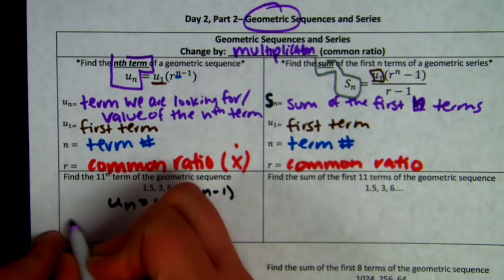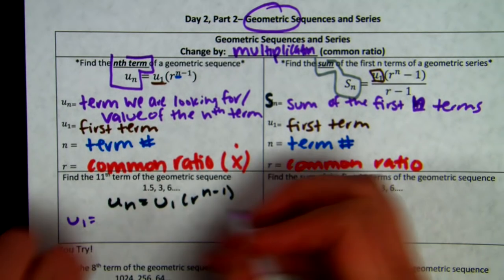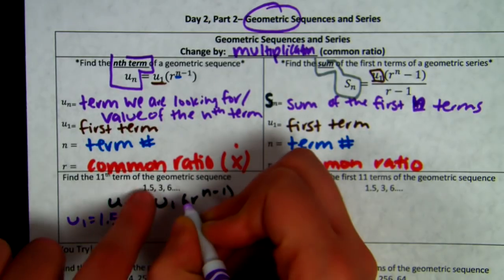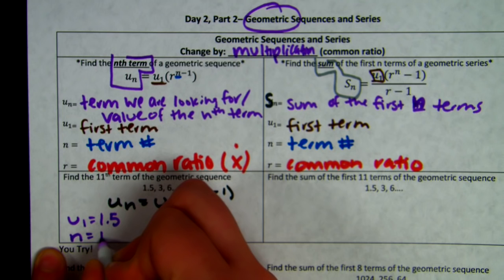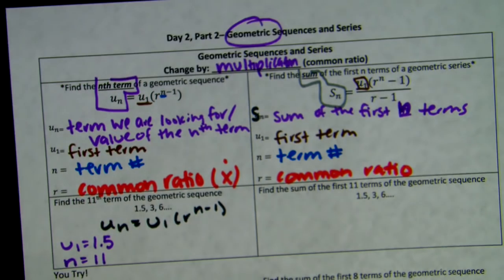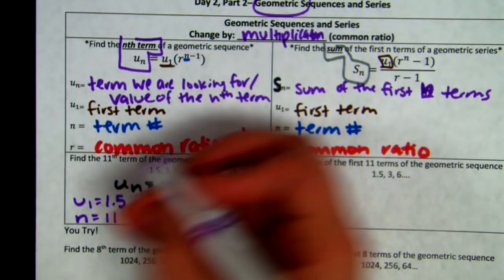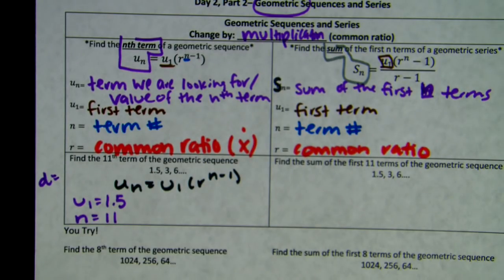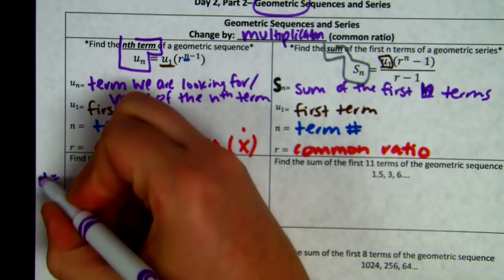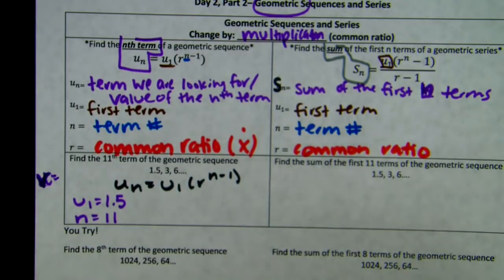I do know that u1 in this case is equal to 1.5 because that's my first term. I know that I am looking for the 11th term because it tells me that in the problem. So what I have left is my common difference. A reminder that with arithmetic sequences, to find our common difference, I would subtract my second term and my first term. But I'm not looking for that, I'm looking for my common ratio.